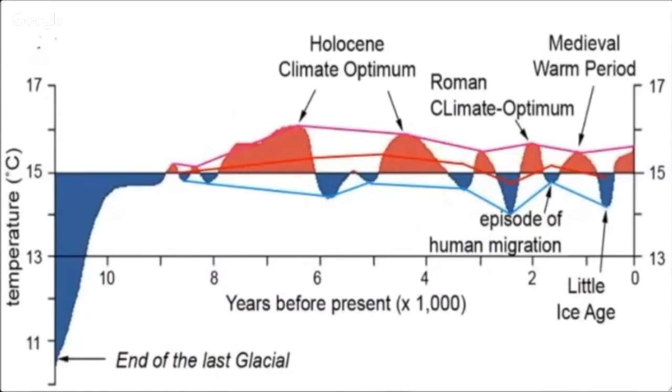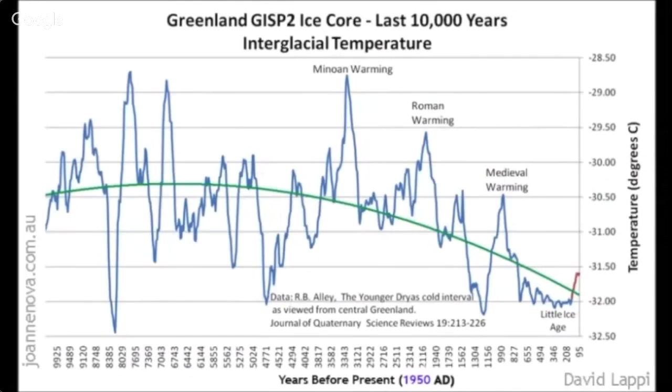Okay. The image you see on the screen now is a reconstruction of Earth's climate over the last 12,000 years. Over the last 8,000 years, the mini ice age phenomena has been increasing, while the warm peaks have been decreasing. Overall, the average temperature over a 1,000-year period has been decreasing.